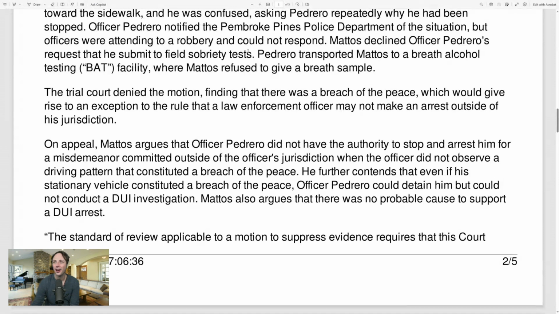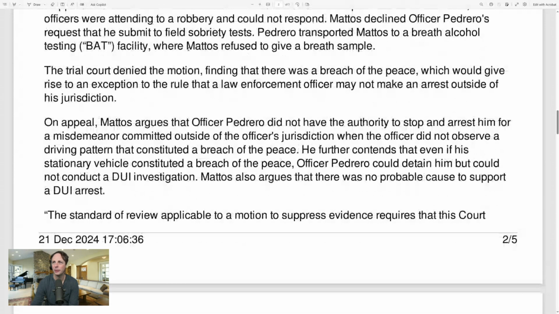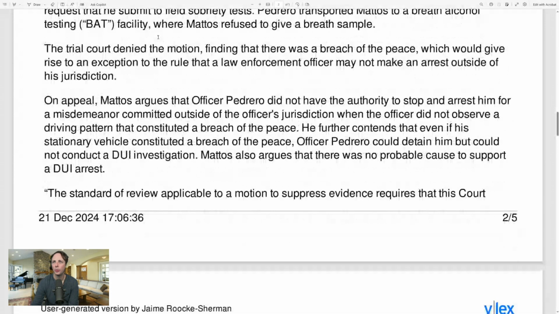So, all right, Pedreo transported Matos to a breath alcohol testing (BAT) facility where Matos refused to give a breath sample. The trial court denied the motion, finding that there was a breach of the peace, which would give rise to an exception to the rule that a law enforcement officer may not make an arrest outside his jurisdiction.